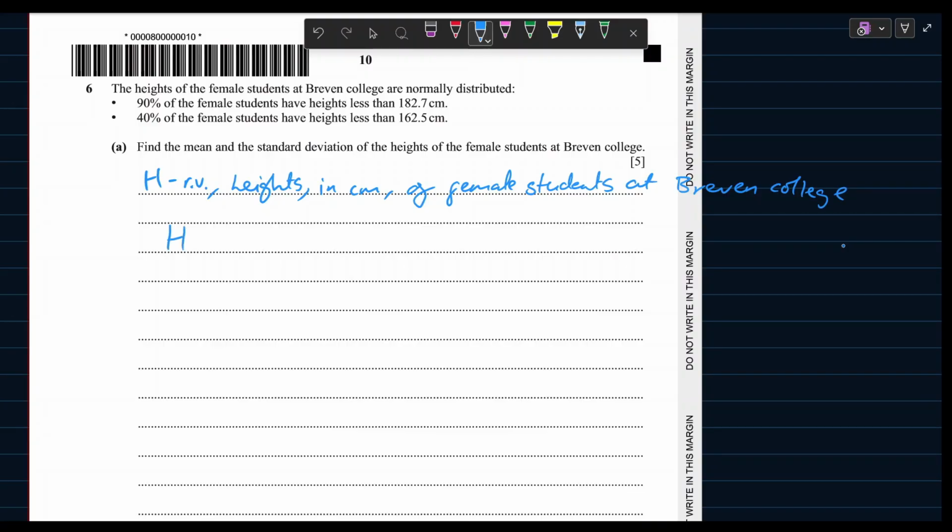And in this case, we don't know what the parameters are, but we know that it's normally distributed, with mean mu and variance sigma squared. And we've been told that 90% of the female students have heights less than 182.7 centimeters. So that's the probability that the height h is less than 182.7. We are told that this is equal to 0.9. And we've also been told that the probability that the height is less than 162.5 is equal to 40%, so is equal to 0.4.